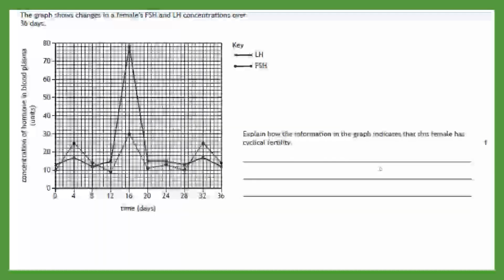So let's try another one of these problem solvings. So you've got a graph which shows you the changes in FSH and LH concentrations over 36 days, and you have to explain how the information from this graph indicates that this female has cyclical fertility. Pause the video, come up with your answer.